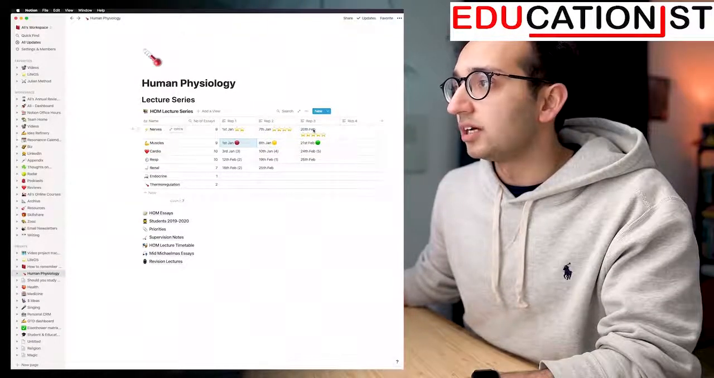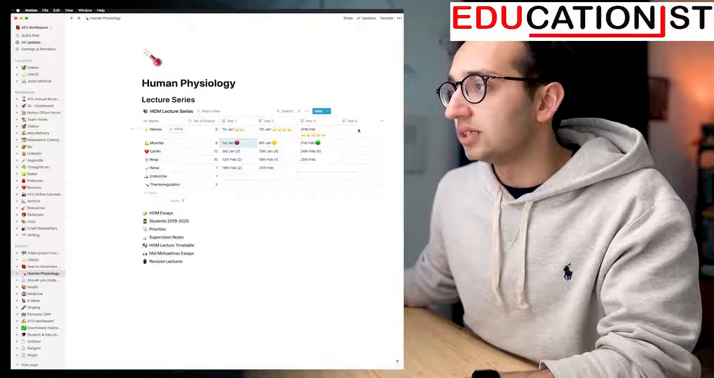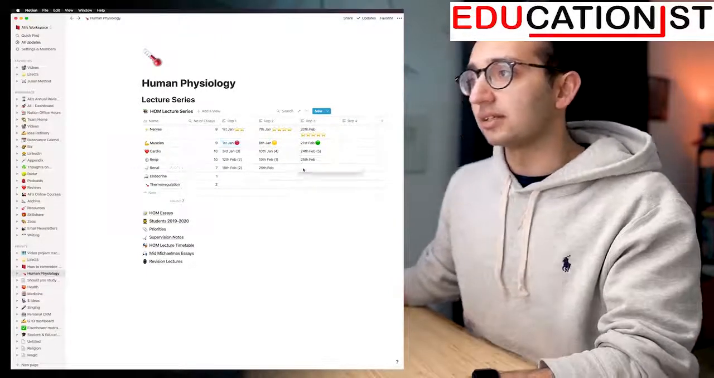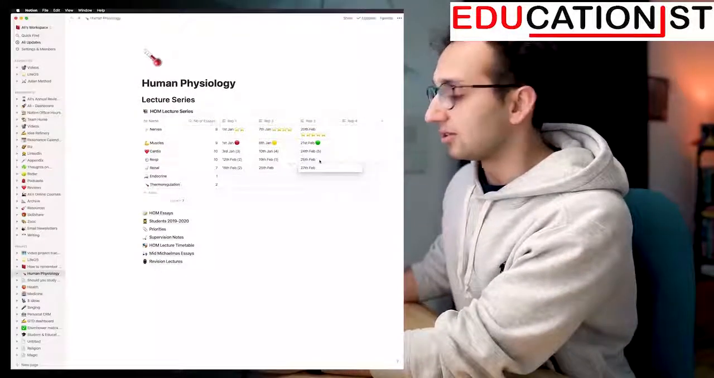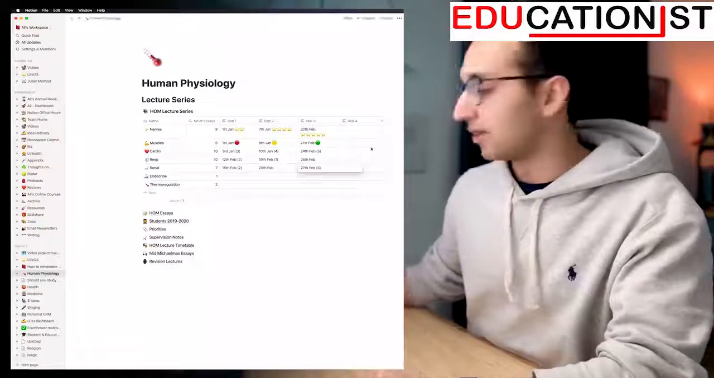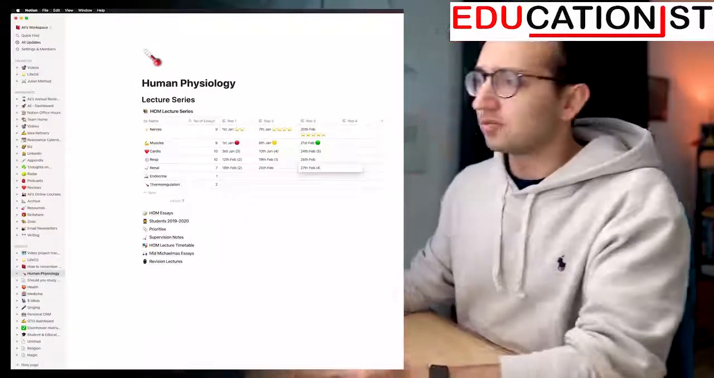I did nerves last on the 20th of Feb. And so I'll probably do that one again. Actually, no, I'll probably do renal again. So then that takes it up to 3 repetitions of renal. So we'll do 27th Feb there. And hopefully then that might be like a 3 out of 5. Or actually, I've done it 3 times recently. Hopefully a 4 out of 5.